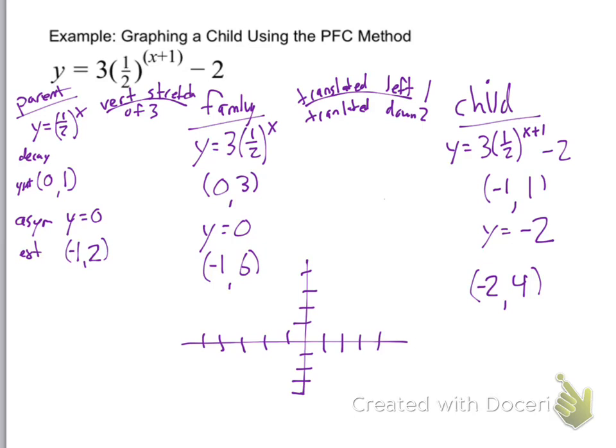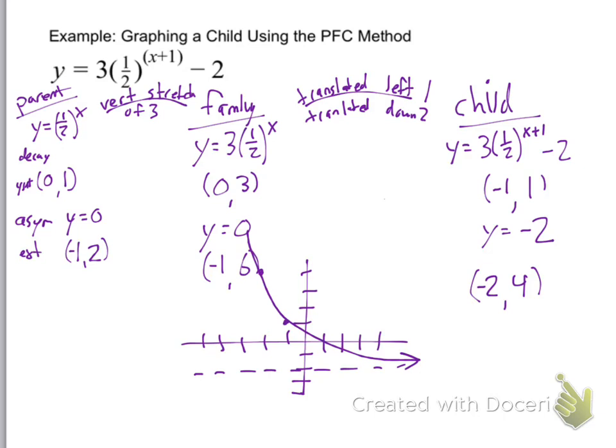We'll start with the asymptote. Y equals -2. There it is. Then I could plot -1, 1. -2, 4. And we know the graph will fall because it decays, and it decays to the horizontal asymptote. Look at that. Pretty cool, huh? That's graphing an exponential function using PFC.